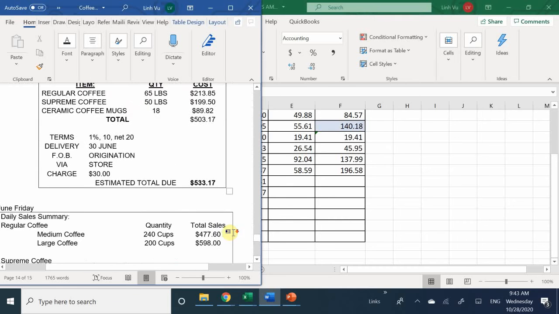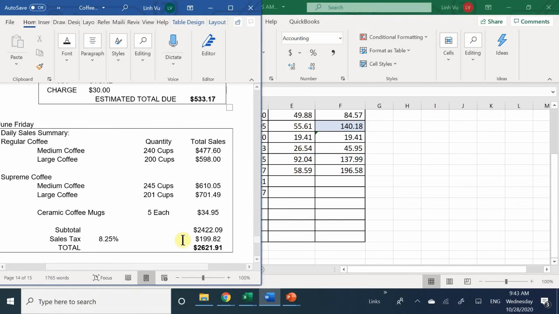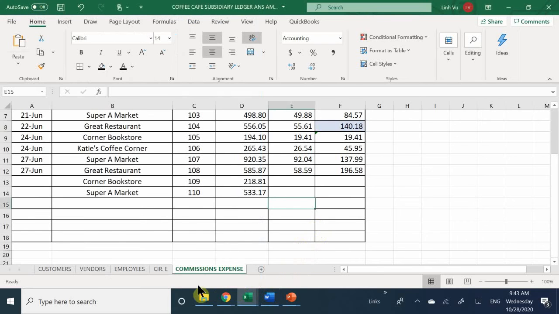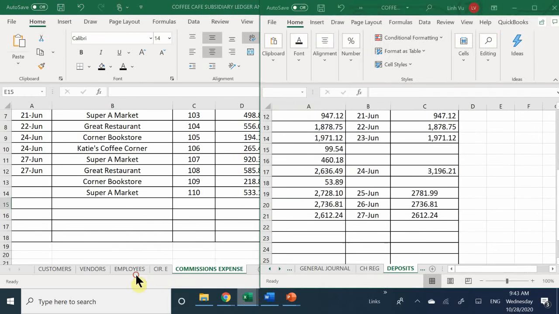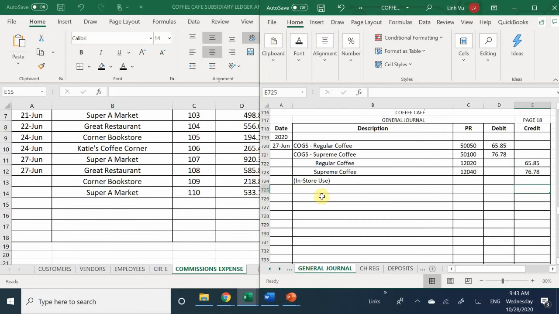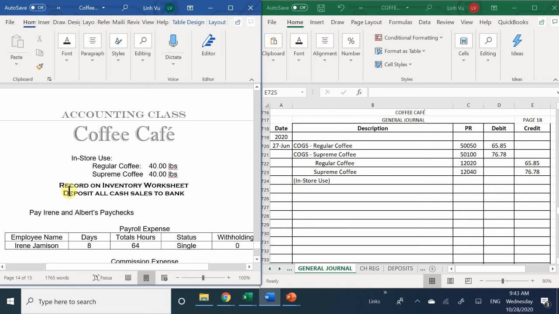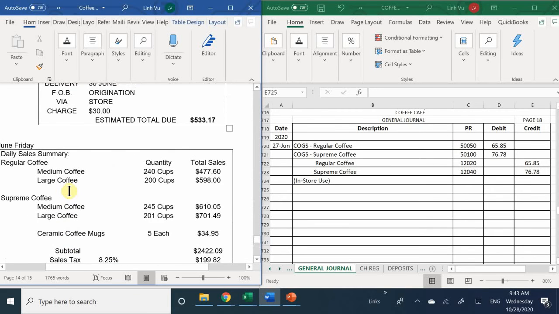All right. Last but not least, or actually, it's not the last one, but what has happened here? Let me go to my general journal. Okay. So what has happened here in my scenario? What has happened here in my scenario?